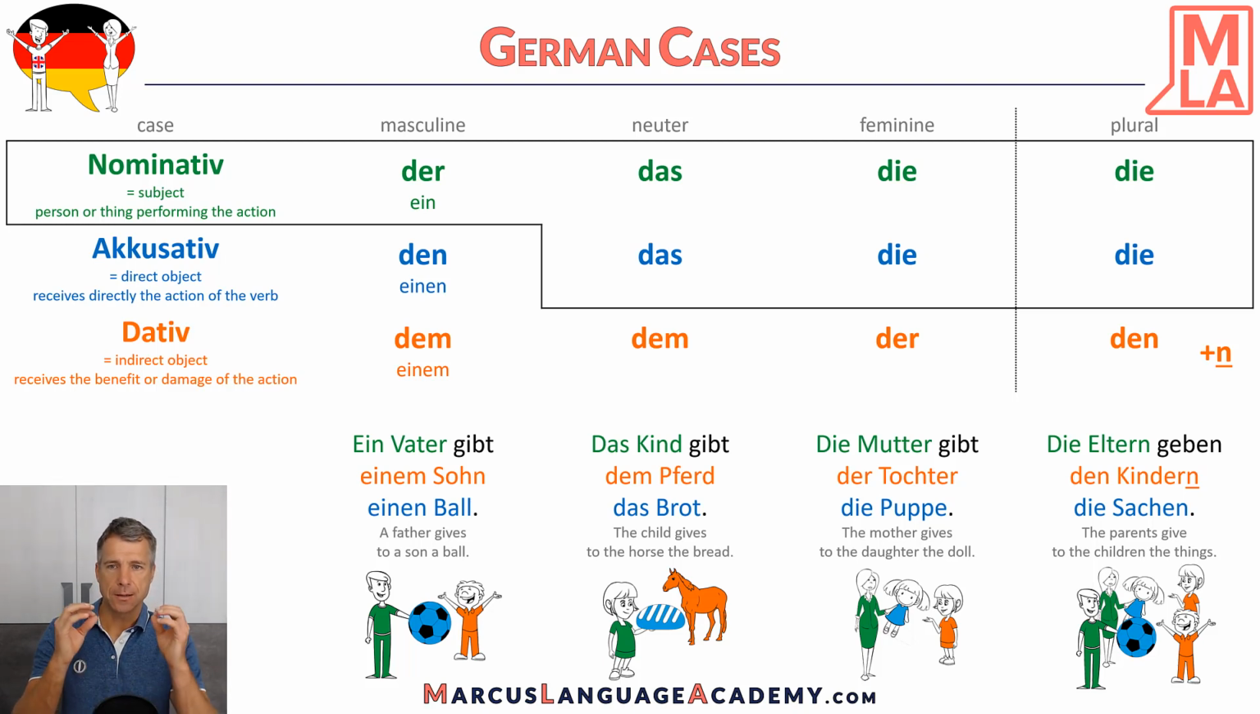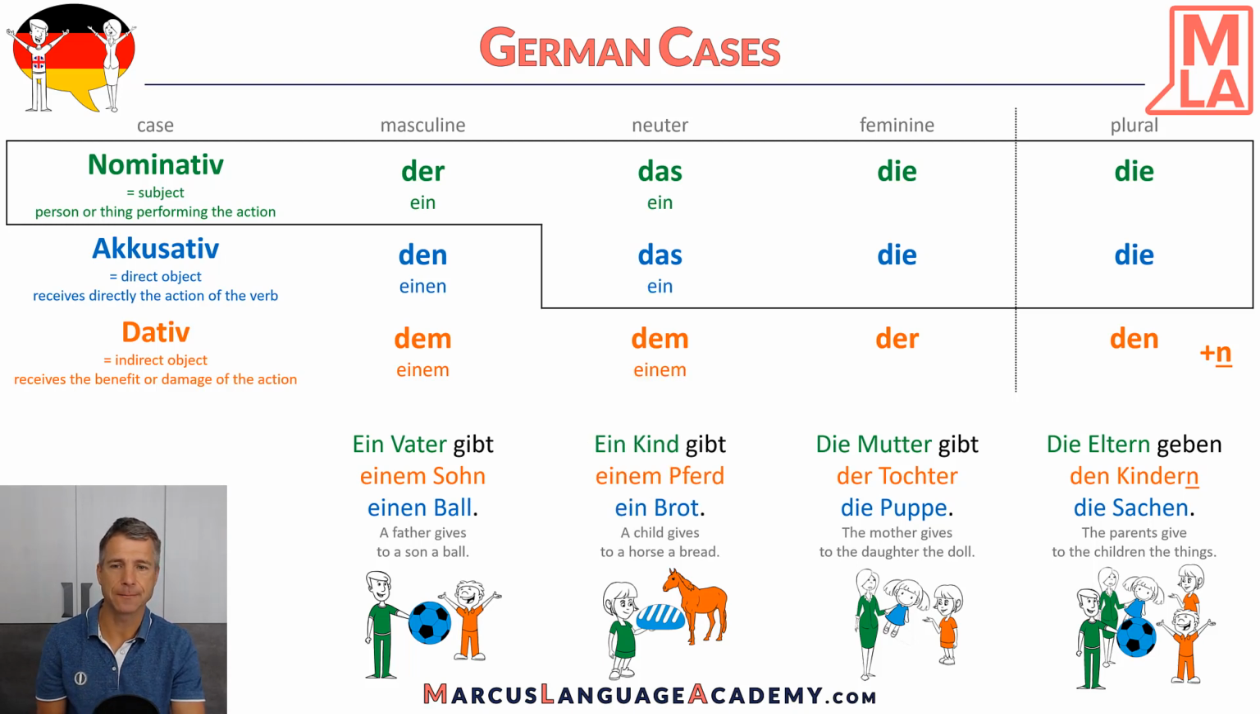So the masculine indefinite article for nominative would be ein. Because it's from there, it's ein. Accusative, no, remember we had den, so we also apply the same ending, einen. And for dative, it's dem, and so it's einem. Okay, so therefore we have the ending.